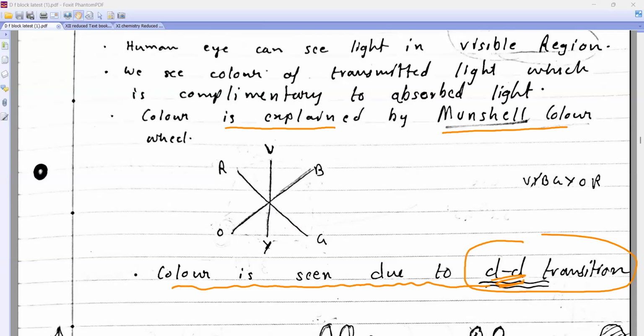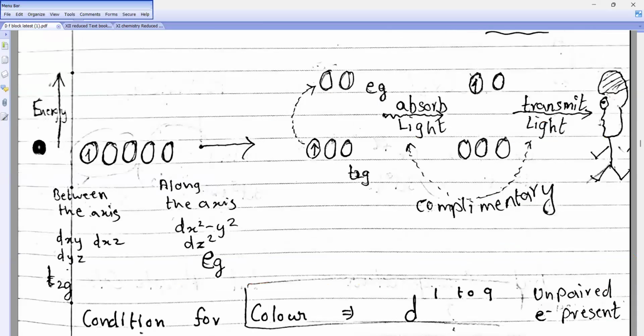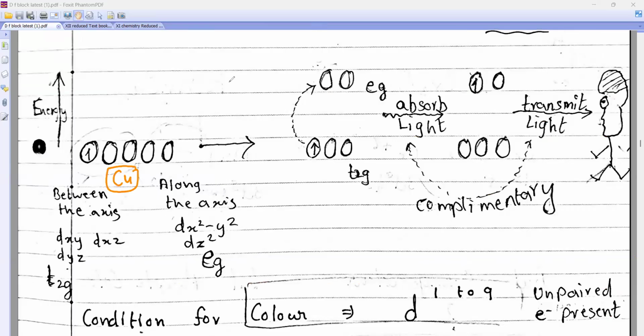Now imagine, beta, this is my copper, this is my copper metal. Who is approaching this? Sulfate is approaching. Let us say bahar se kaun approach kar raha hai? Sulfate ya koi bhi d-block element hai. So now first condition is what, beta? It should have unpaired electron. So can you say this is having unpaired electron or not?